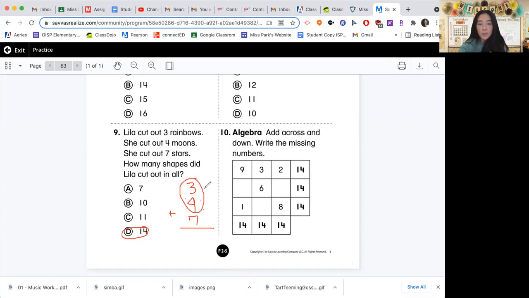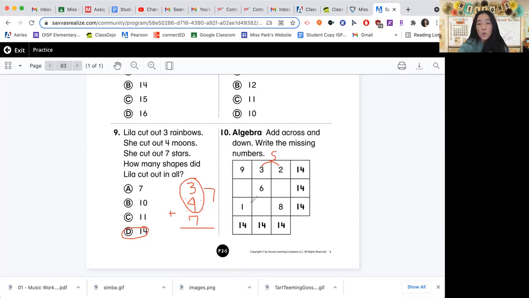3 plus 4 equals 7, and then 7 plus 7 equals 14. Okay. Now this one says add across and down, write the missing numbers. So we know that, let's do 2 plus 3. We know 2 plus 3 equals 5, and 9 plus 5 equals 14.